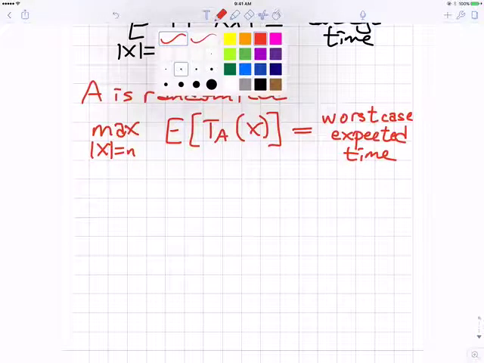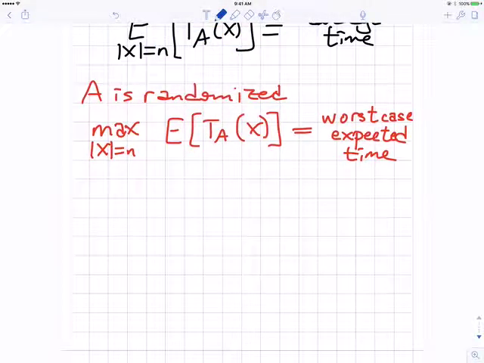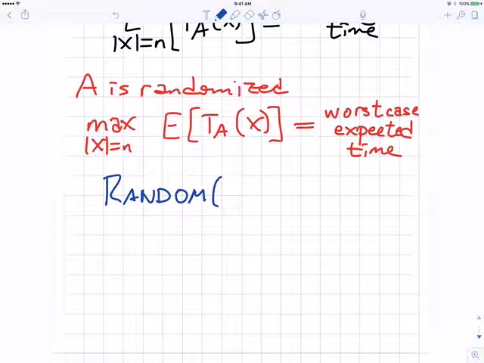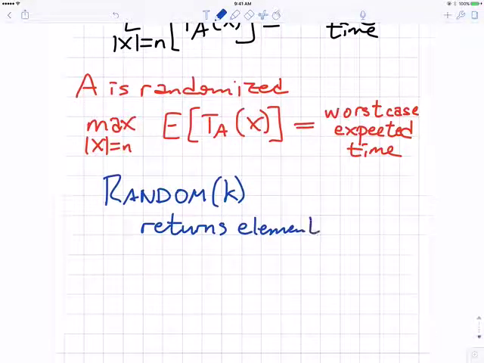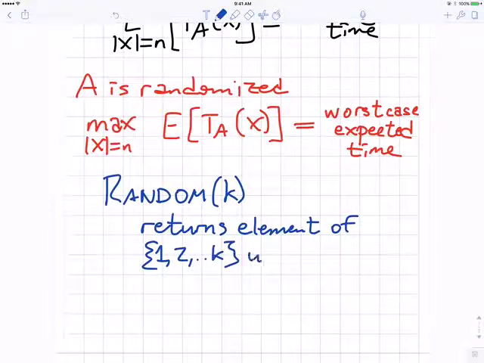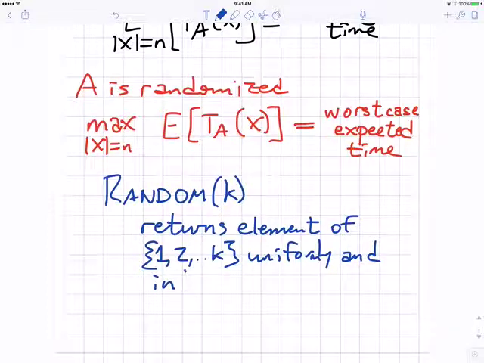Now, in my model of computation, I'm going to assume that I have access to a subroutine that returns an element of the set from 1 to k uniformly at random and independently.